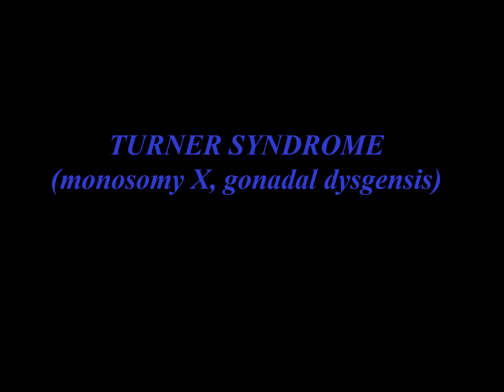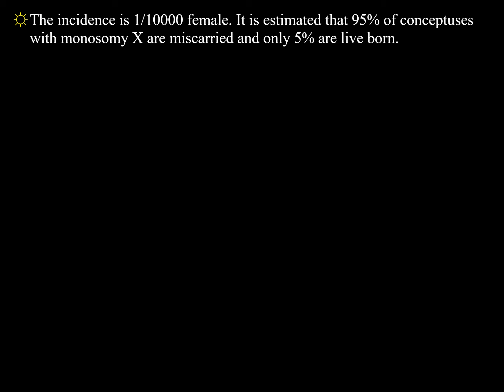Turner syndrome. So far we have taken the chromosomal abnormalities of the autosomes. 21, 18, 13 are all autosomes. But for the sex chromosomes we have Turner syndrome, which is absence of one of the X chromosomes. It occurs in about 1 over 10,000. It is estimated that 95% of conceptions with monosomy X are miscarried, and only 5% survive. So all the cases we see in practice with Turner syndrome represent 5%, and 95% will be aborted. So one of the causes of abortion is Turner syndrome.